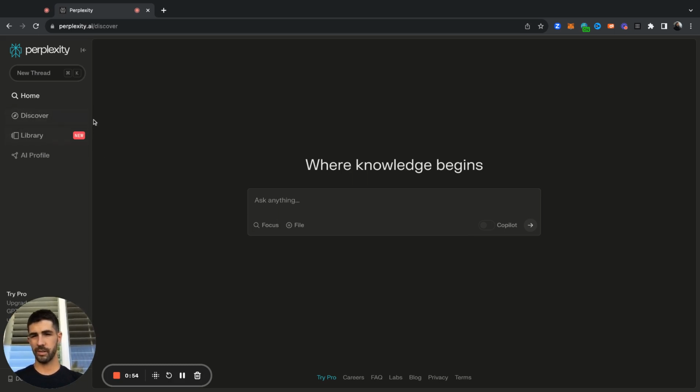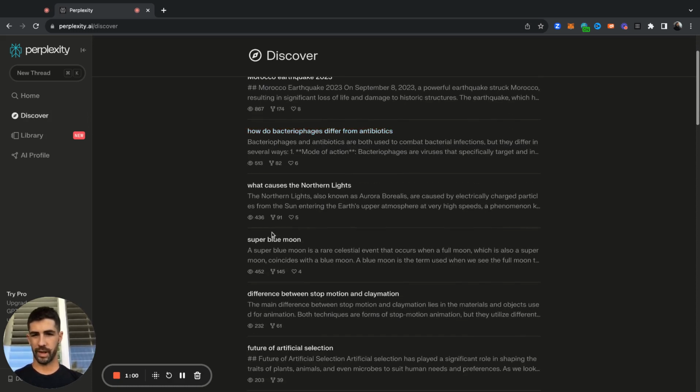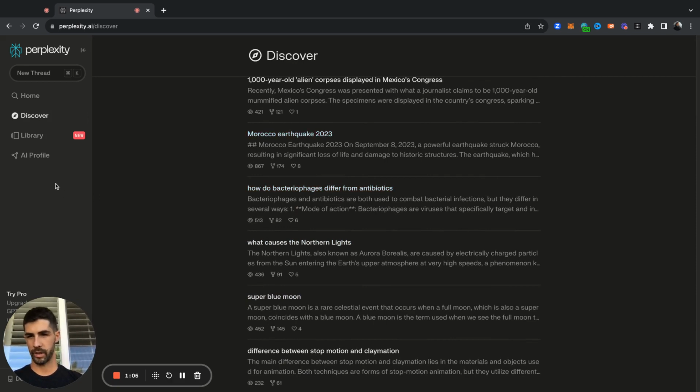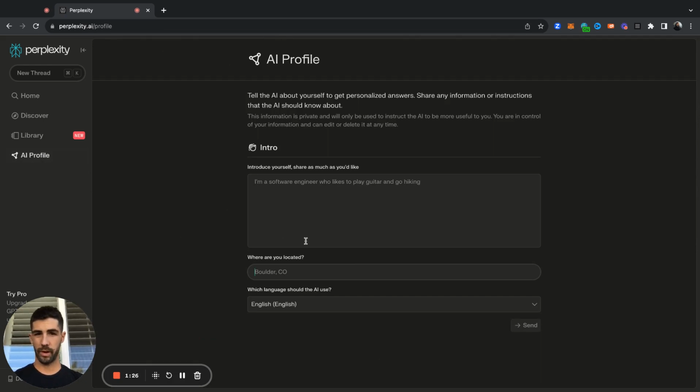Over here in Discover, this is like your general news feed. You can go through here and expand on all of these, like what caused the Northern Lights, the Morocco earthquake in 2023, etc. This library element is a little bit new to me. It looks like this is everything I've searched for in the past, and you can organize your threads or collaborate with others. So that's pretty cool. And then your profile, which is similar to the ChatGPT profile. I haven't filled it in, but you can fill in a little about yourself and get a more customized approach to this.